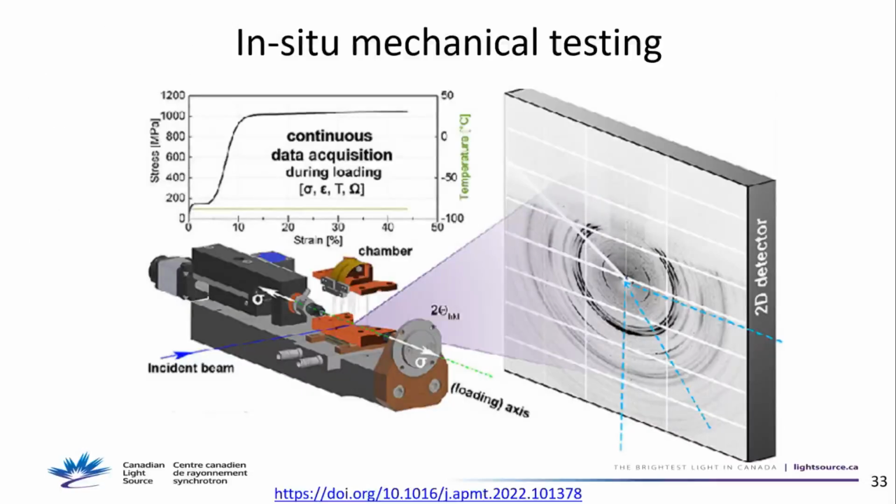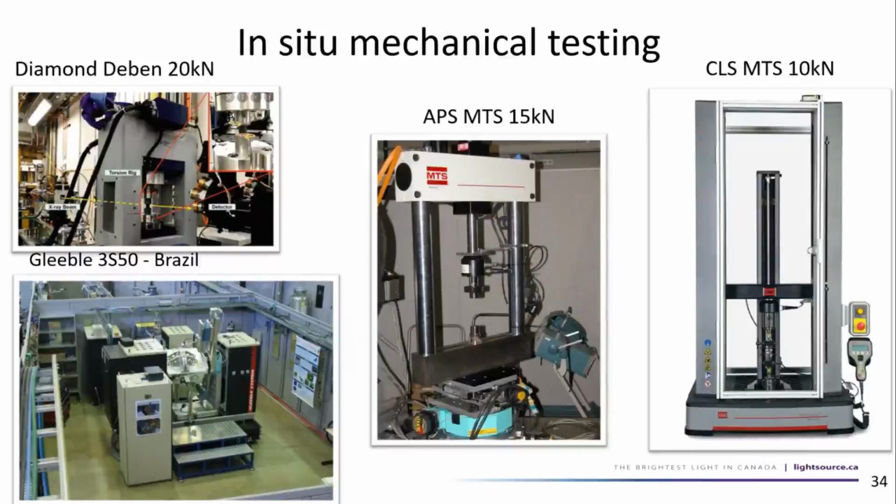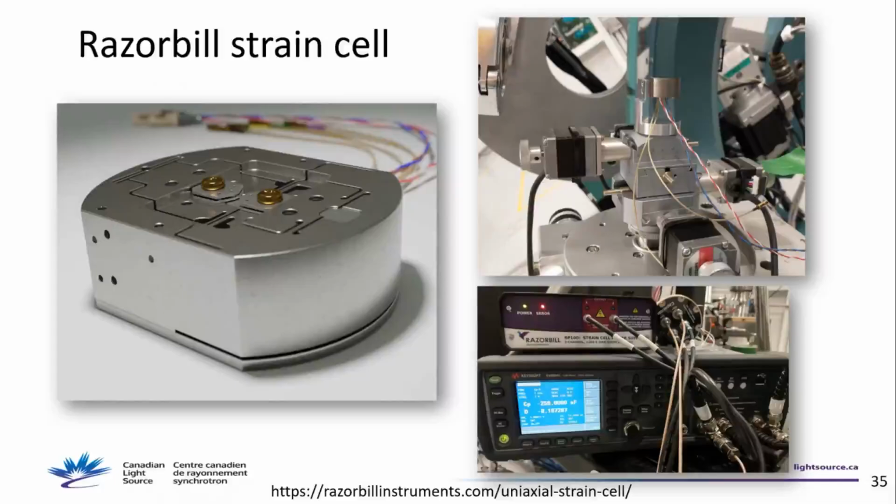And one last topic, because we're getting to the half-an-hour mark. This is about in-situ mechanical testing. There are many in-situ rigs that you can use, depending on where you go and your application. This one was in Brazil. This one is in England, at Diamond Synchrotron. This one's at the APS. We bought this one, and we hope to have it available next year.